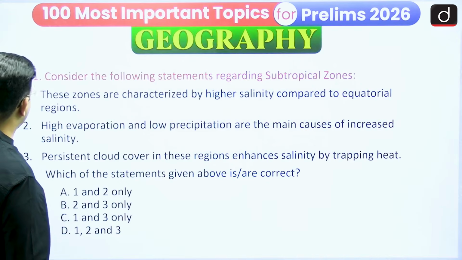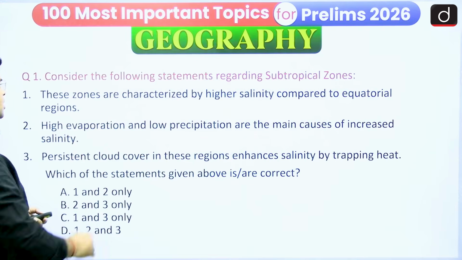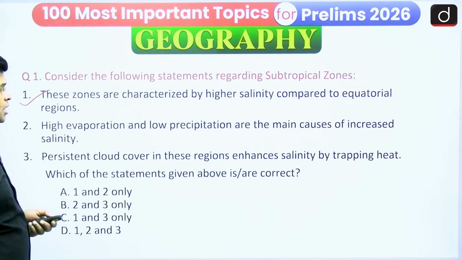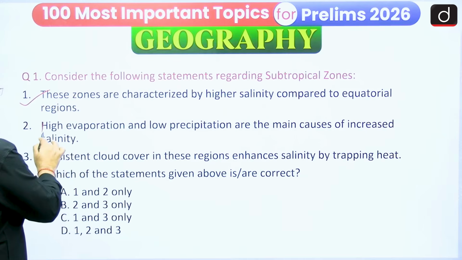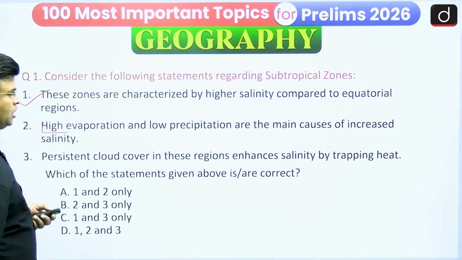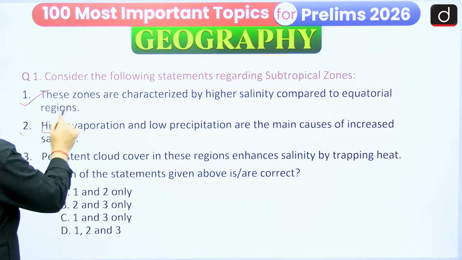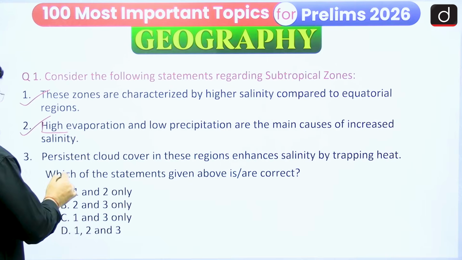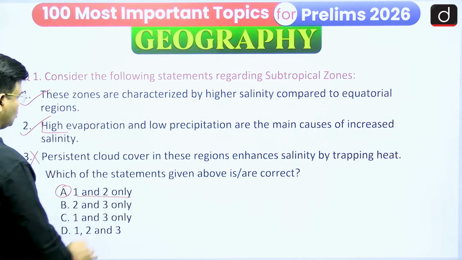Now the next one: consider the following statements regarding subtropical zones. These zones are characterized by higher salinity compared to the equatorial region. Yes, subtropical has higher salinity, 36 to 37, and equatorial has 34 to 35. Second, high evaporation and low precipitation are the main cause of increased salinity in the subtropical zone. Yes, this is also correct. Third, persistent cloud cover in these regions enhances salinity by trapping heat. There is no cloud cover in the subtropical zone, so this is wrong. So option A, 1 and 2 only, is correct.